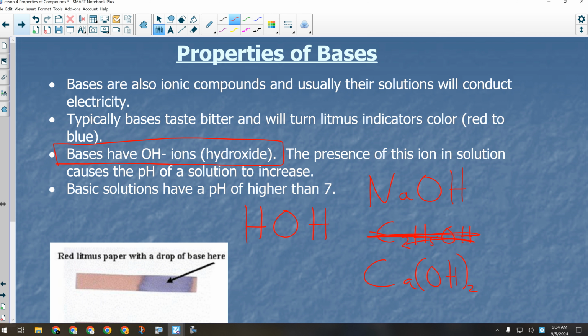Okay. All right, and then obviously basic solutions have a pH higher than 7, and they're typically going to turn pH paper type indicators to bluish, darker colors. Okay. All right, everybody good with that?